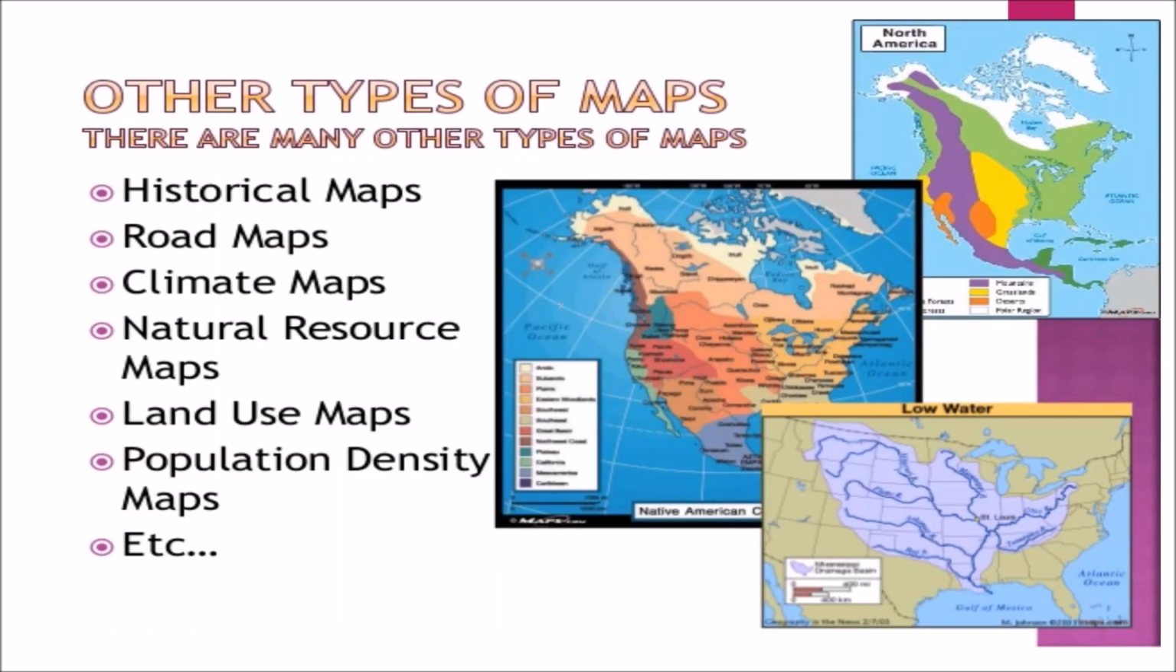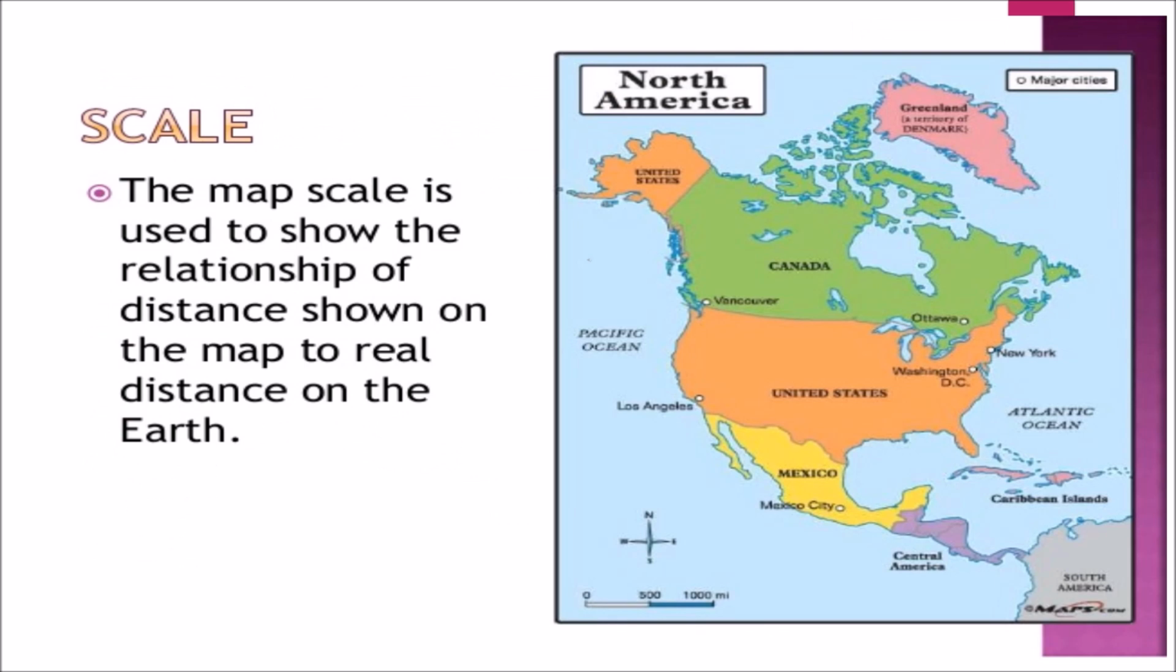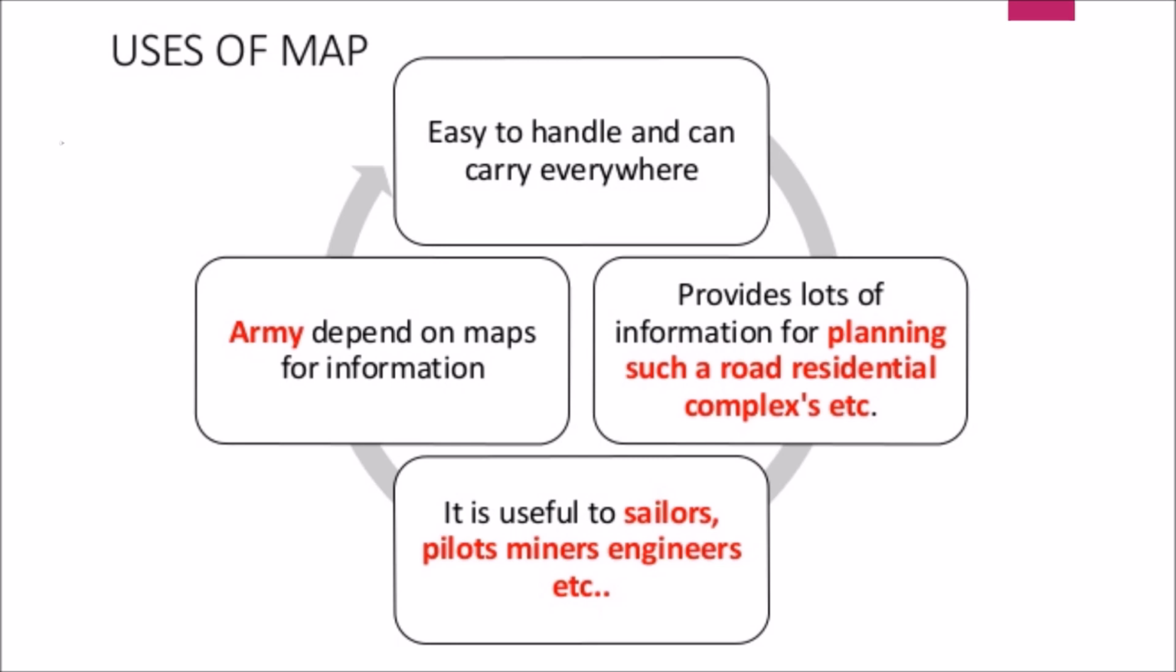Next, let's see about other types of maps. There are many other types of maps like historical maps, road maps, climate maps, natural resource maps, land use maps, population density maps, etc. Here we can see the different types of maps. Next, we are going to learn about scale. The map scale is used to show the relationship of distance shown on the map to real distance on the earth.